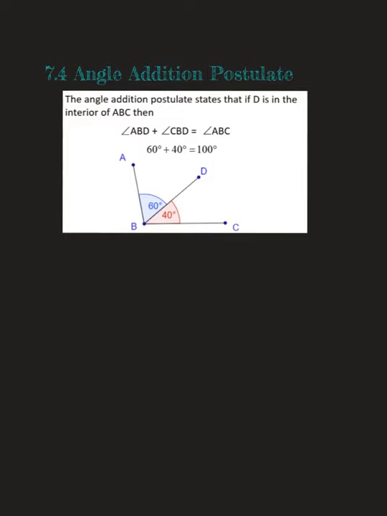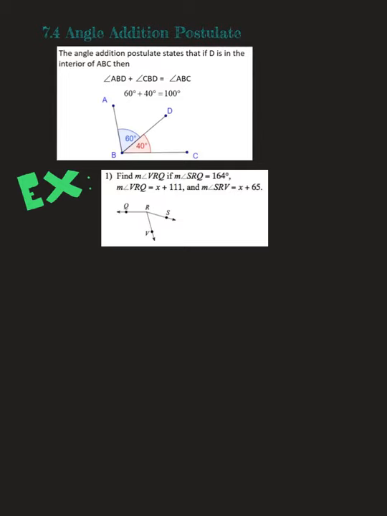Okay, so let's move on and do some examples where we can apply this postulate. The question says to find the measure of angle VRQ if the measure of SRQ is 164 degrees, the measure of VRQ is equal to x plus 111, and the measure of SRV is equal to x plus 65. So let's first start labeling everything.